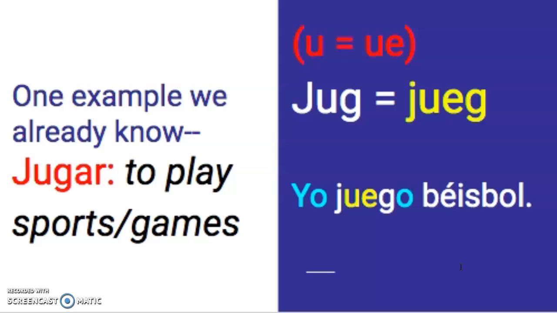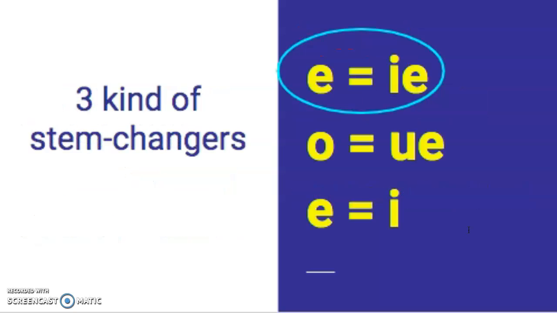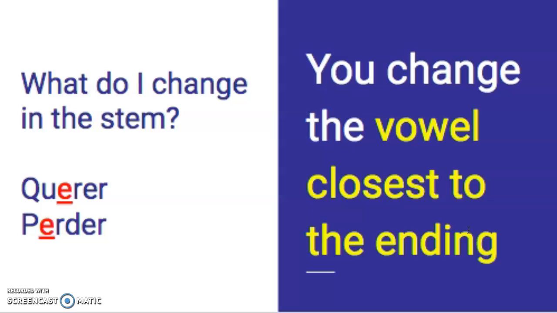So we learned a little bit yesterday about the verb jugar and did a little bit of a review with that one. This is the one where in the stem, the U is going to change to a UE. And then I can put my O on if I want to say I play baseball. Yo juego béisbol. So there are three kinds of stem changers. Jugar is the only one that does that U to UE. And the group we're going to look at today is the E to IE, where the E in the stem changes to IE.